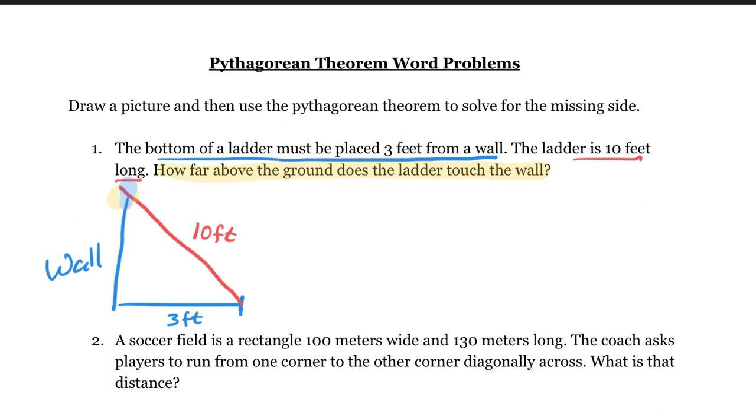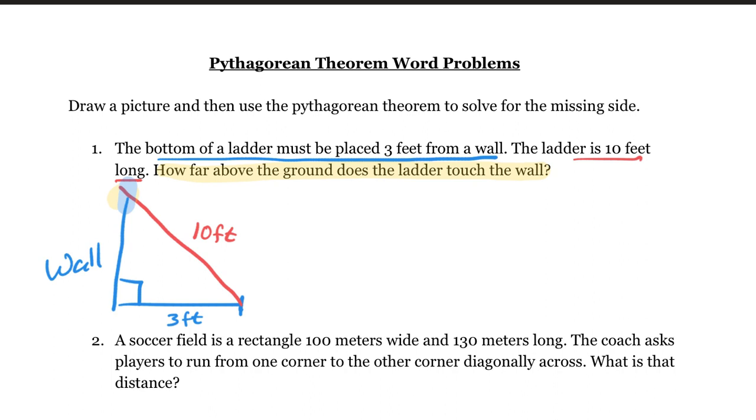Realistically, the wall's going to go straight up, and the ladder isn't going to go into the wall, but you understand what I mean. So this is going to be a 90-degree angle, right? Because the ground and a wall create a 90-degree angle. So let's add in some letters.